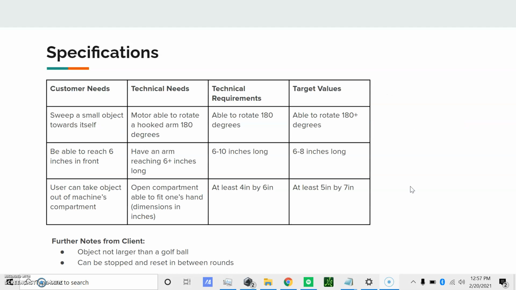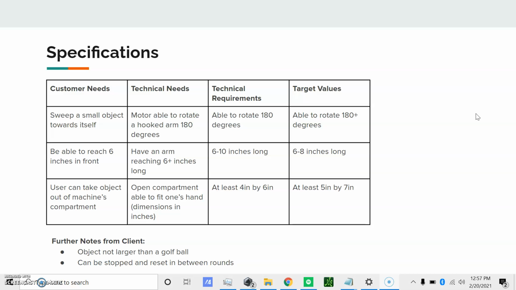We made a technical needs chart, which was as follows. One qualification of the technical needs chart was that it needed to sweep the small object towards itself. To do this, we were looking for something that would be able to rotate a hooked arm about approximately 180 degrees. Another thing was that it needed to be able to reach 6 inches in front, and our target value for this was that it was able to reach anywhere from 6 to 8 inches in front of itself.